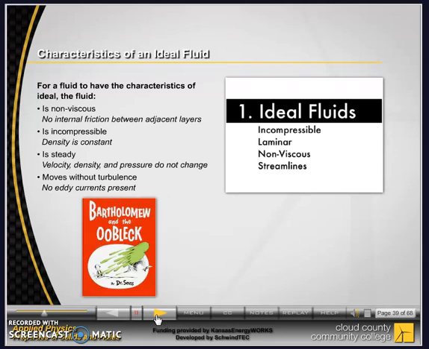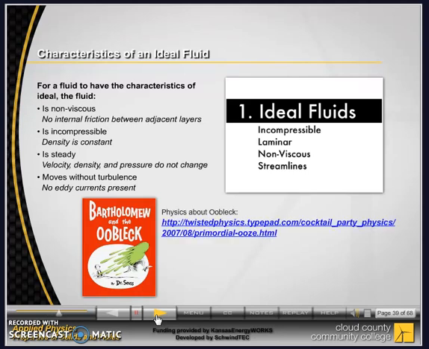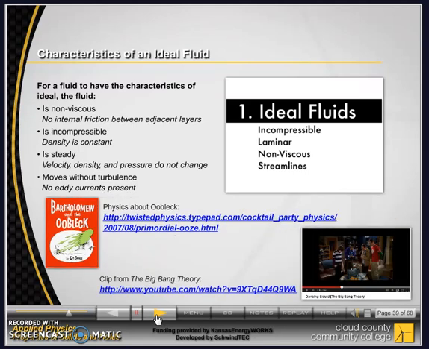Here is a favorite children's book by Dr. Seuss. Do you know much about oobleck? If you are interested, here is a great blog that explains some physics about oobleck. Finally, here is a clip from the popular TV series The Big Bang Theory. In this episode, you see the science gang working with a non-Newtonian fluid, oobleck.